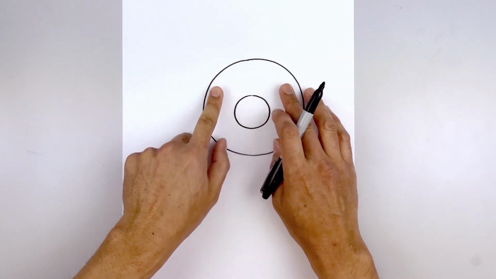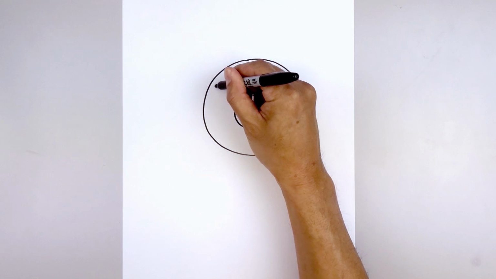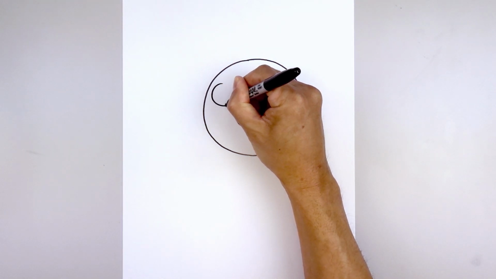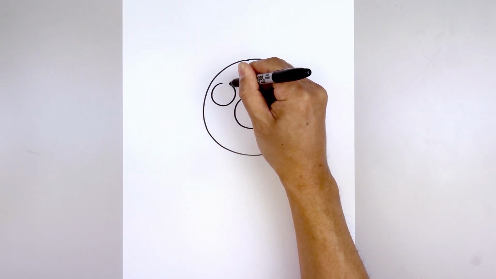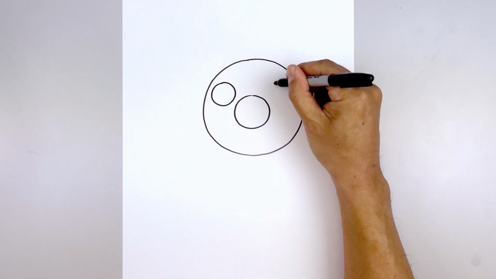Now we're going to move up and out and draw two smaller circles for the eyes. Let's start on the left. Starting from the very top, come around towards the inside, and then back out. Now I want to line this up on the right and do the same thing.